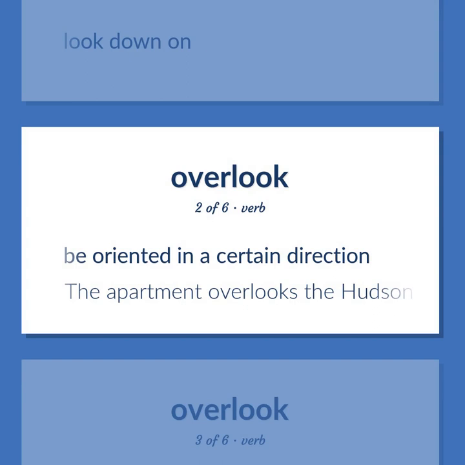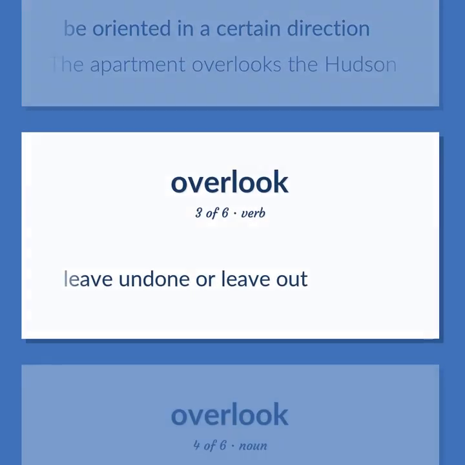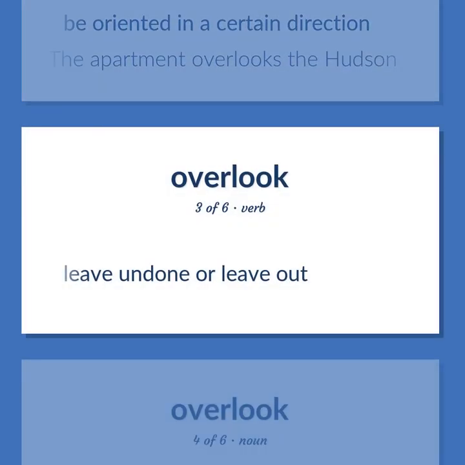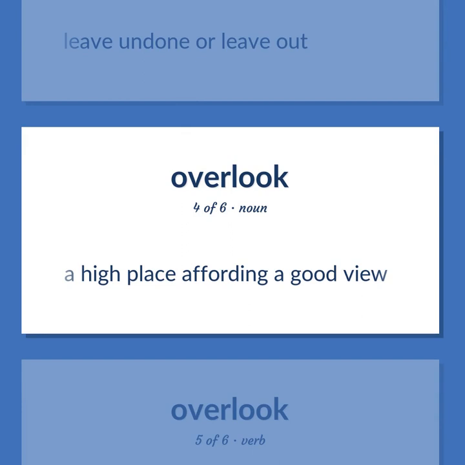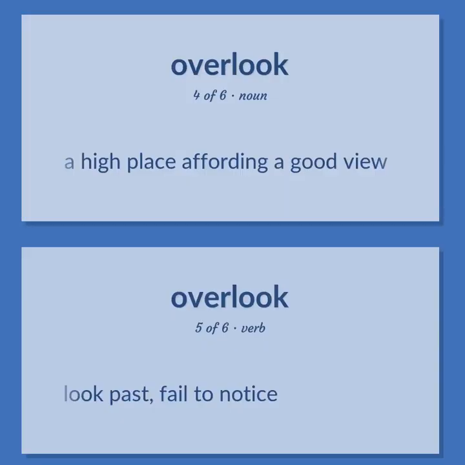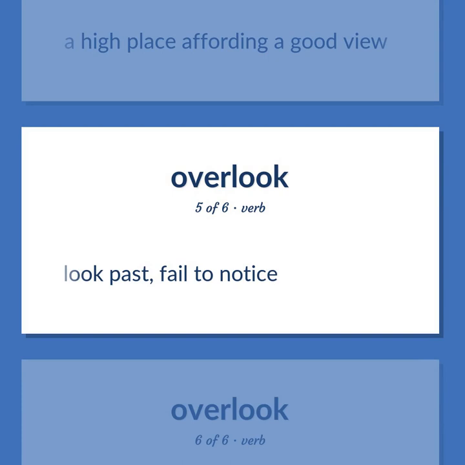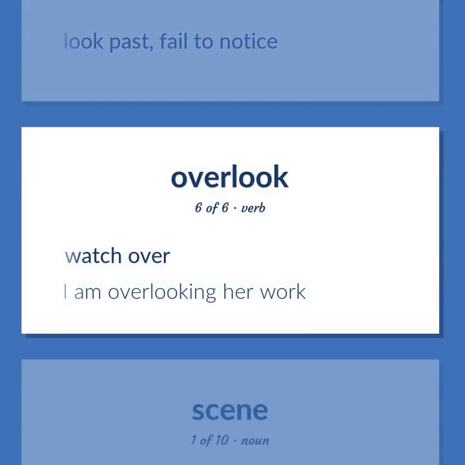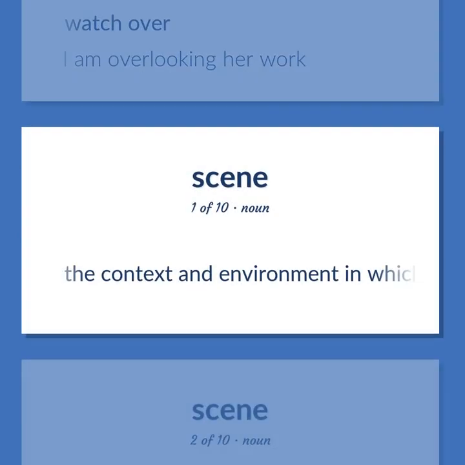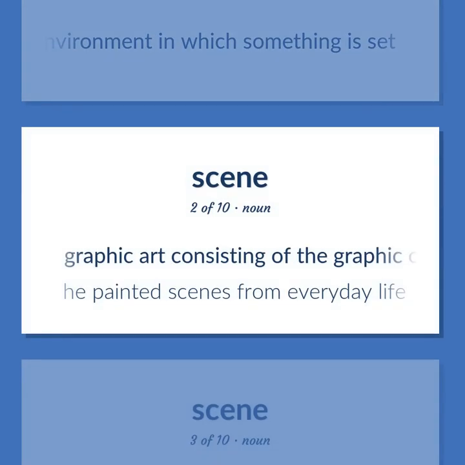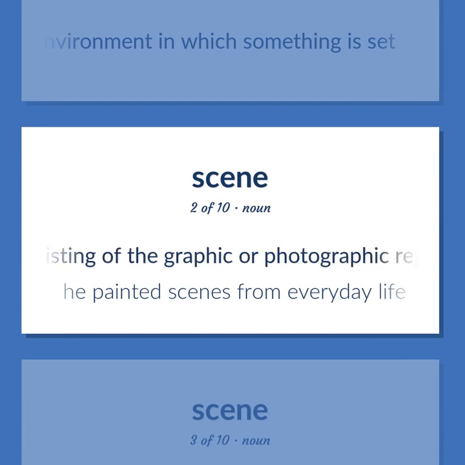Be oriented in a certain direction. The apartment overlooks the Hudson. Leave undone or leave out. A high place affording a good view. Look past, fail to notice. Watch over. I am overlooking her work. The context and environment in which something is set. Graphic art consisting of the graphic or photographic representation of a visual percept. He painted scenes from everyday life.